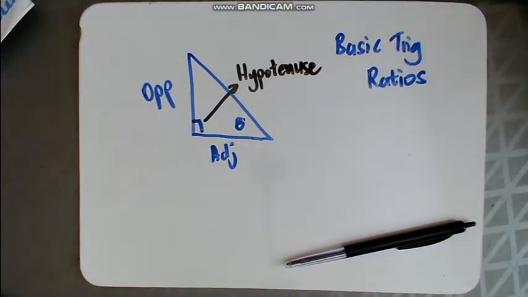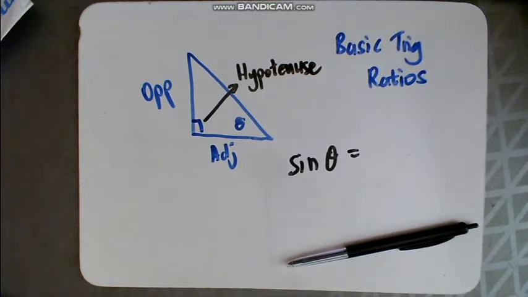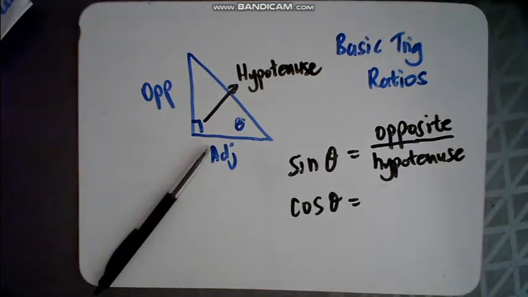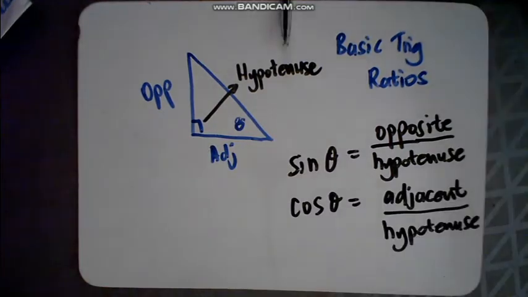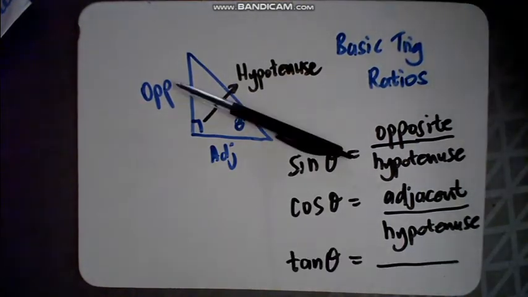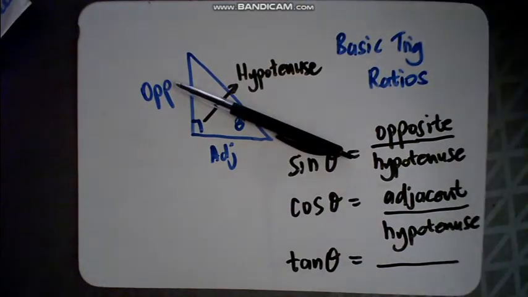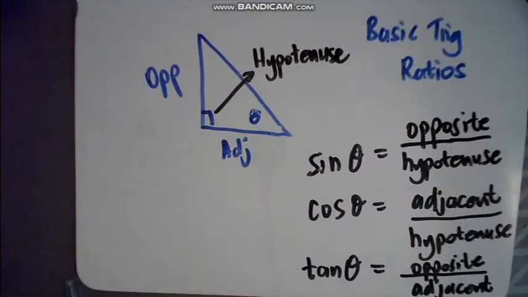Now you need to learn the definitions of the trig ratios. The first one is called sine theta. Sine theta is equal to the opposite over the hypotenuse. The next one we have is cosine, or cos. Cosine is the adjacent over the hypotenuse. Then we have the next one called tangent, which goes as tan theta. Tan theta is the opposite over the adjacent. These are your three basic ratios.